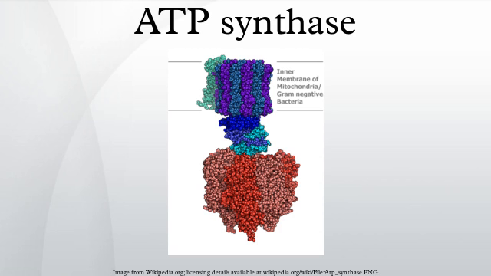Structure: located within the mitochondria, ATP synthase consists of two regions. The FO portion is within the membrane. The F1 portion of the ATP synthase is above the membrane, inside the matrix of the mitochondria.